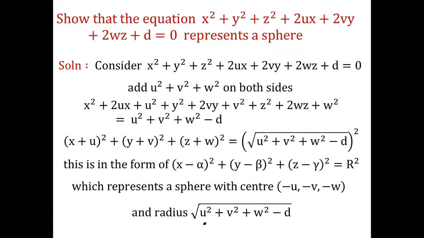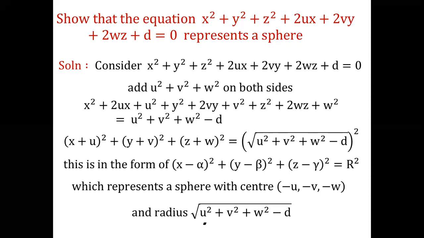Now, let us do one simple example by showing that the equation x² + y² + z² + 2ux + 2vy + 2wz + d = 0 represents a sphere. We know the Cartesian form of a sphere is (x − α)² + (y − β)² + (z − γ)² = r², which we have learned in the previous equation. If we reduce this equation to that form, we can say that this also represents the equation of a sphere.